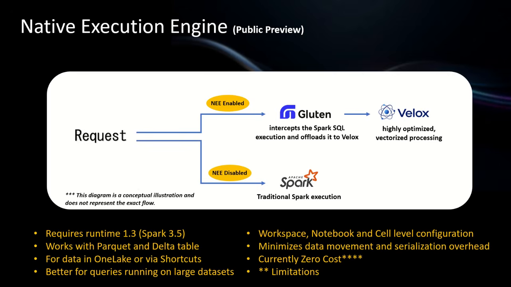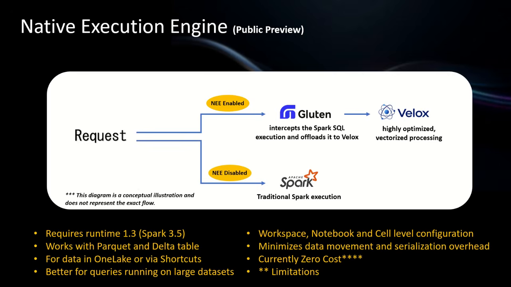Let's say you have an Azure Data Lake Storage account and you have created a shortcut against it, and you see the data in your Fabric, but in reality the data is in Azure Data Lake. The good thing with Fabric is, if you are processing some data in your Azure Data Lake in an environment where native execution engine is enabled, then you will see the usage of Velox. And this can simply be configured at the workspace level. That's what we normally do. But if you want, you can configure it at the notebook level and the cell level as well.